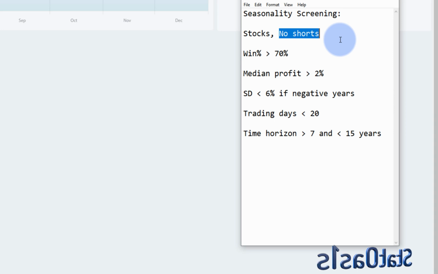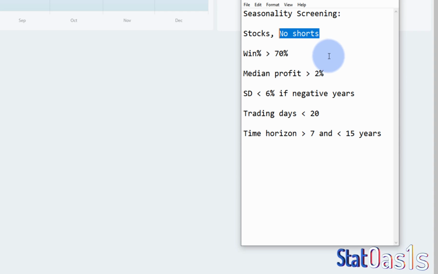Also, when you short stocks, you need to borrow them. That's an extra fee, and then you need to ask your broker if it's available or not. And anyway, most stocks have a long bias. So all in all, no shorts for this portfolio. We will have shorts in currencies and in futures, but there are no shorts in this portfolio.